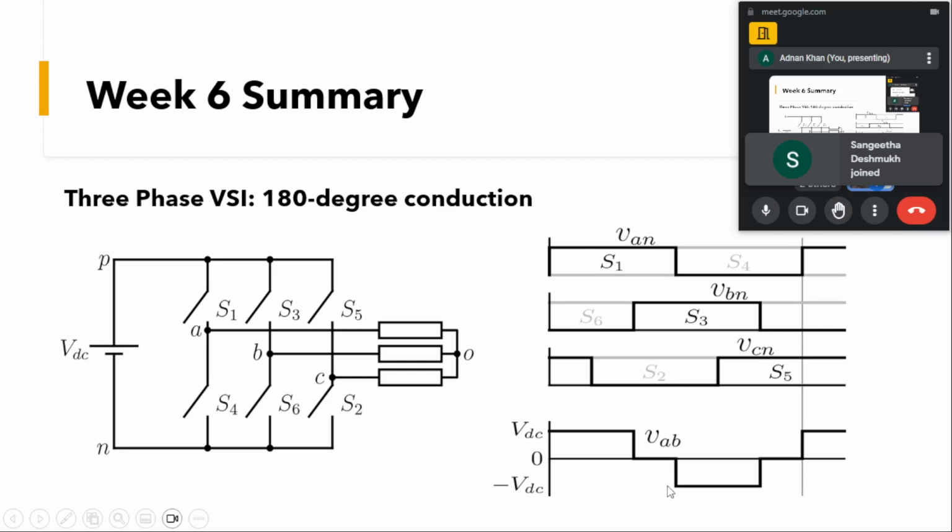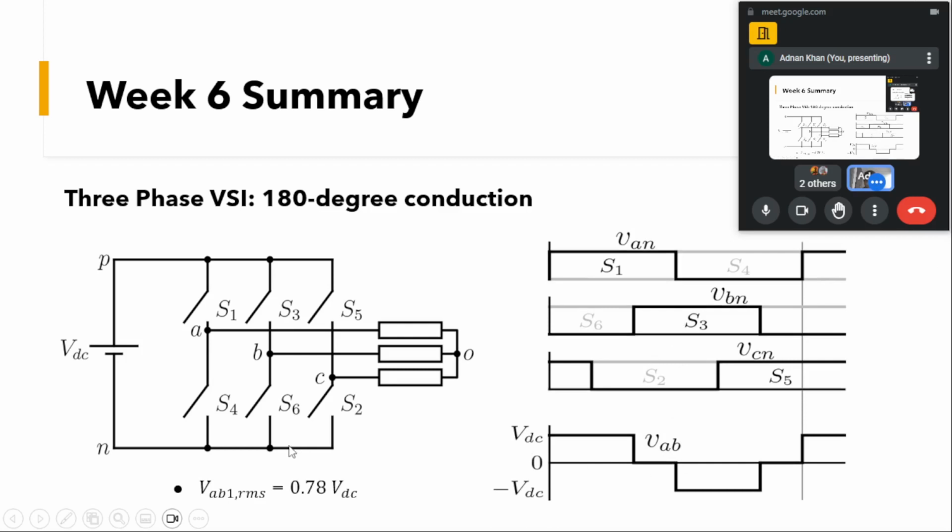In a similar fashion, you can go to the negative side as well, and when S4 is on and S3 is on, we will be getting a minus VDC voltage. Here you can see that our line voltage is a quasi square wave and our pole voltages are square waves. The line voltage in the three-phase VSI in 180 degree conduction mode is a quasi square wave, and the zero portion is for 60 degrees in the three-phase.